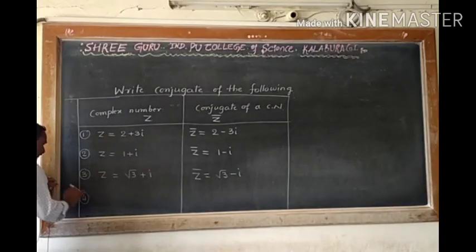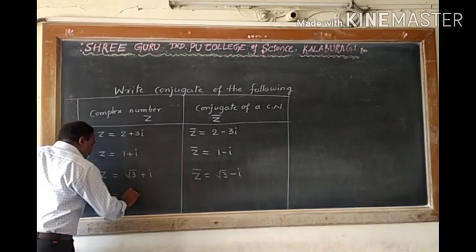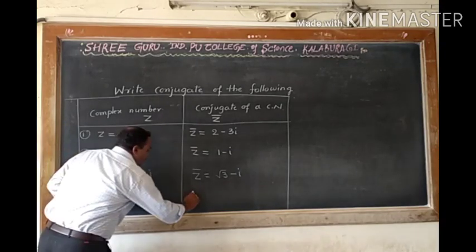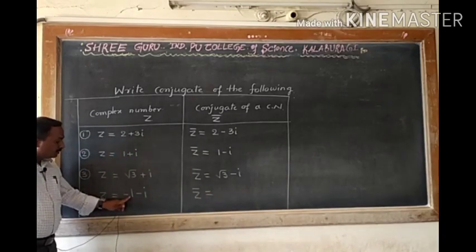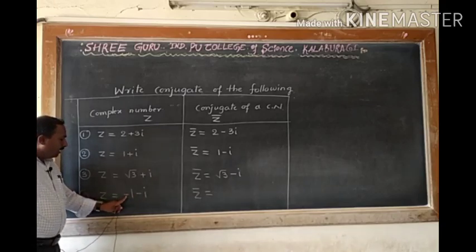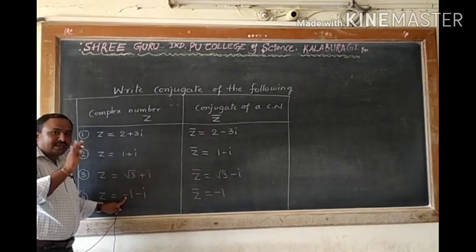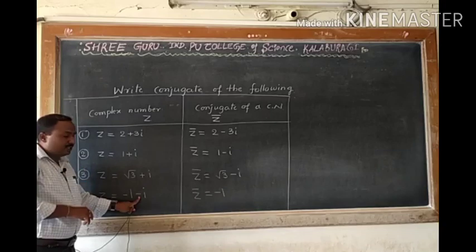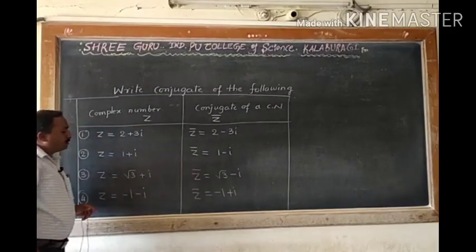Fourth one, Z is equal to minus 1 minus I. Z bar is what? Carefully write this one. Here real part is what? Minus 1. Imaginary part also minus 1. Here real part keep as it is. Conjugate real no change. Real as it is. In conjugate imaginary part sign change. Minus I becomes plus I.